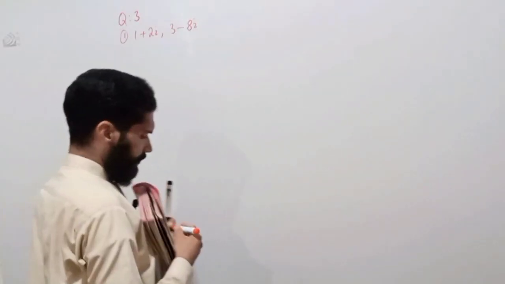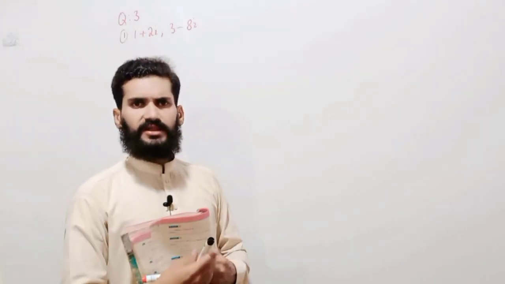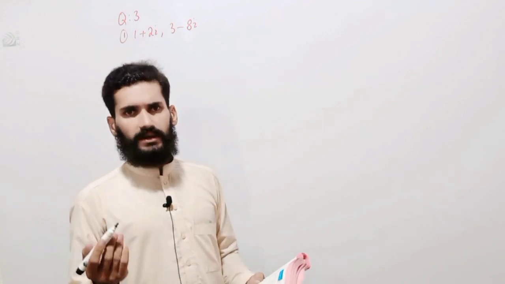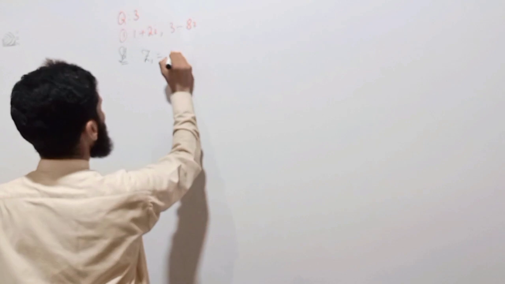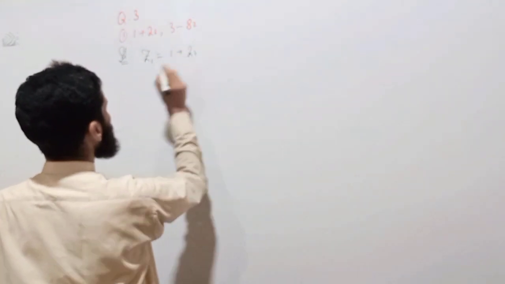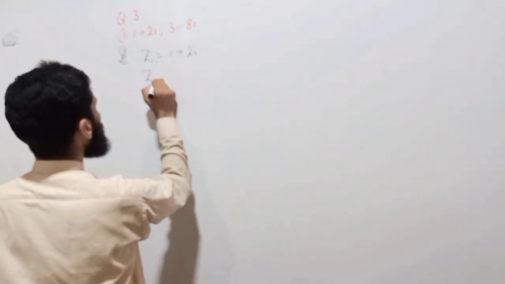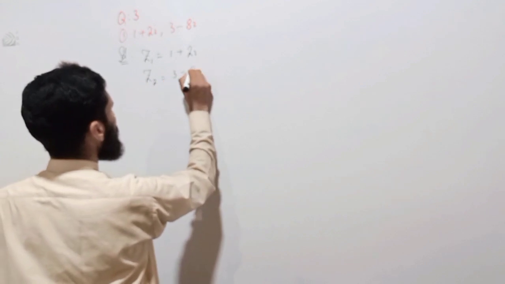Question number 3 asks us to multiply the following complex numbers. So the solution: the complex numbers are named Z1 and Z2, and we need their multiplication. Z1 is equal to 1 plus 2 iota. Z2 is equal to 3 minus 8 iota.